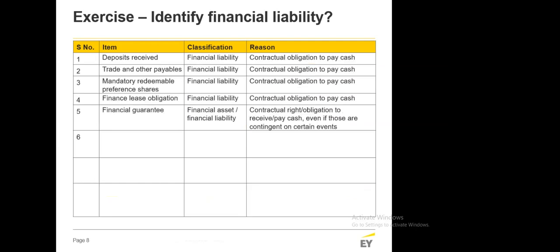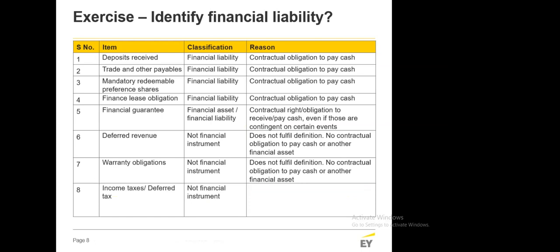Let us understand with the help of some examples. Deposits received, it is a financial liability. Trade and other payables, it is a financial liability. Mandatory redeemable preference shares, it is a financial liability. Finance lease obligation, it is a financial liability. Financial guarantee, it is a financial liability and financial asset both.